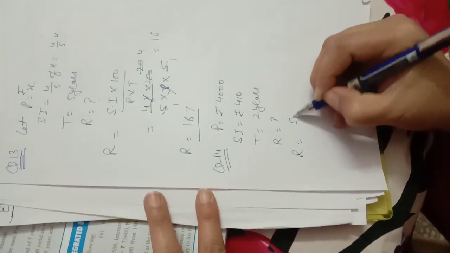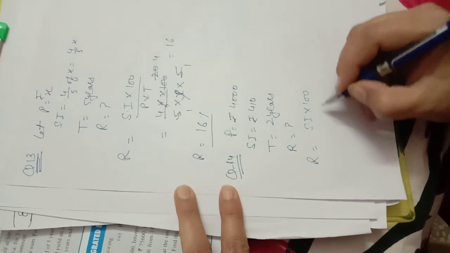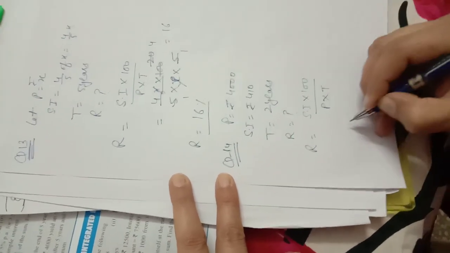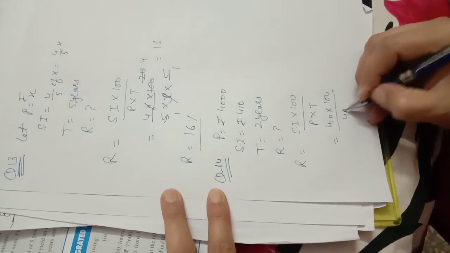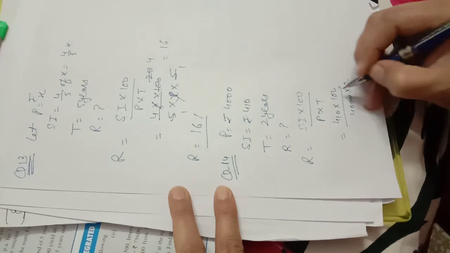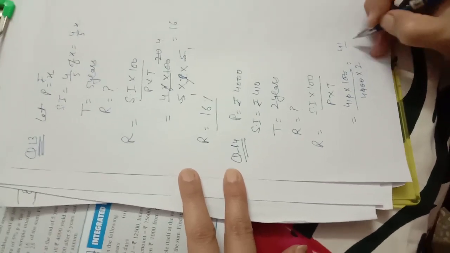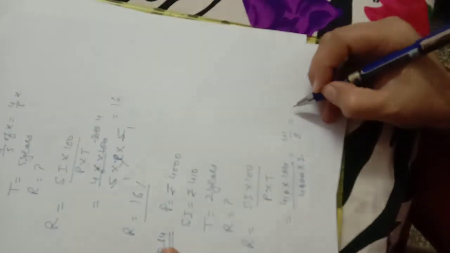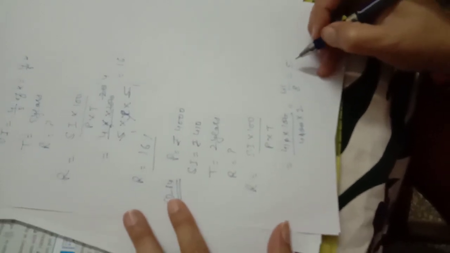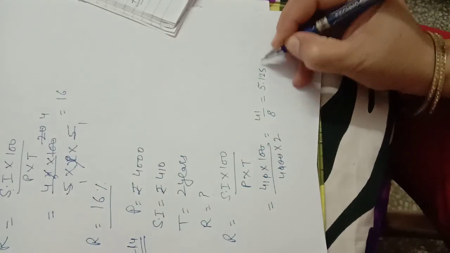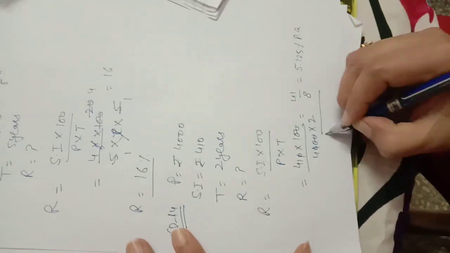Formula of rate is simple interest into 100 upon P into T. That is 410 into 100 upon 4,000 into 2. Cut this, it becomes 41 by 8. Answer will be, I think, divide it, 8 5s are, I am solving side by side. 5.125% per annum. Now this exercise is over.